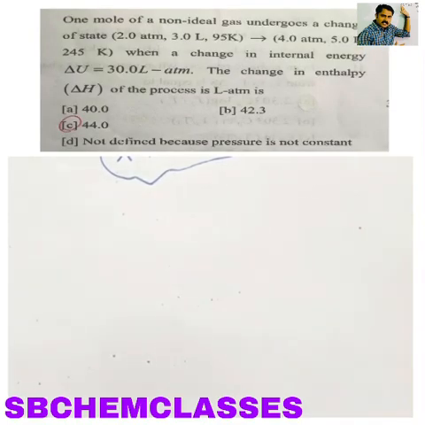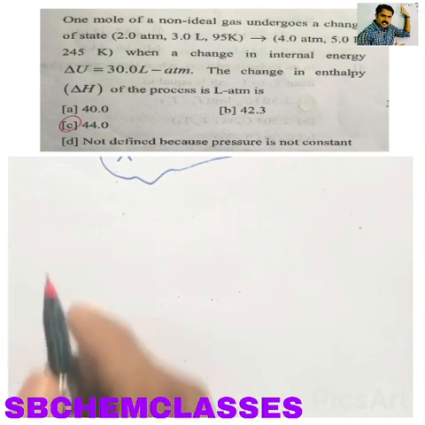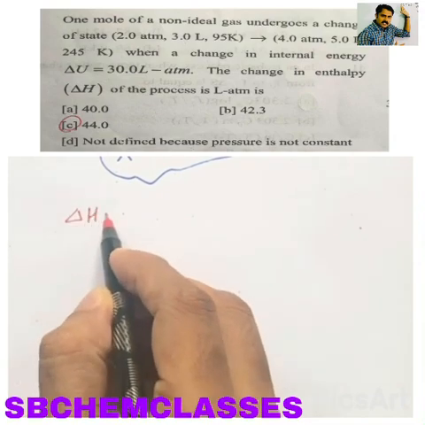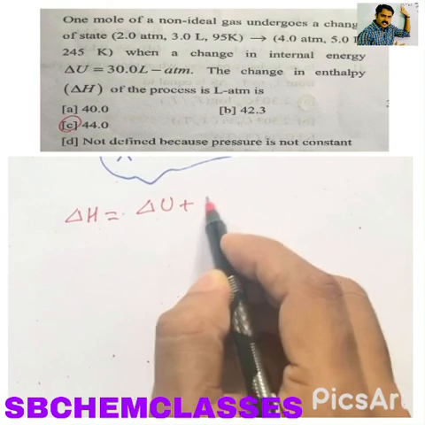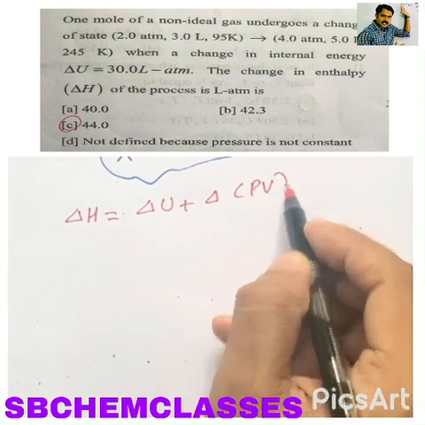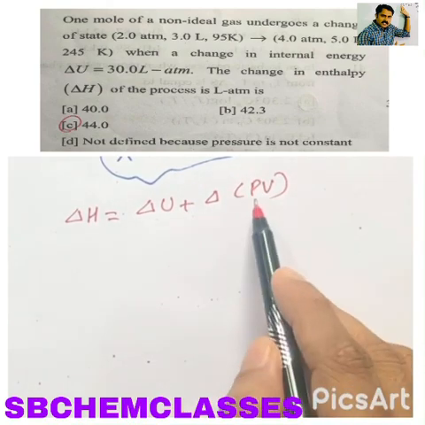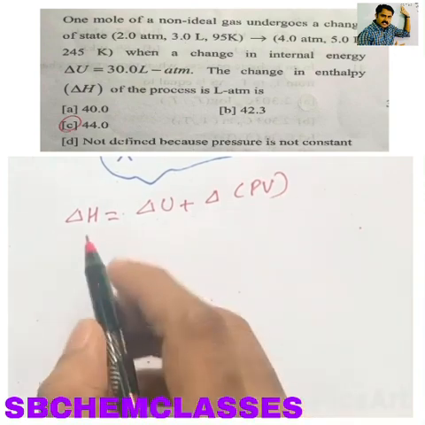1 mole of non-ideal gas undergoes a change of state from 2 atm, 3 liter, 95 Kelvin to 4 atm, 5 liter, 245 Kelvin, and the change in internal energy delta U is 30 liter atm. Find the change in enthalpy. In this change, both pressure and volume change. So delta H equals delta U plus delta PV.